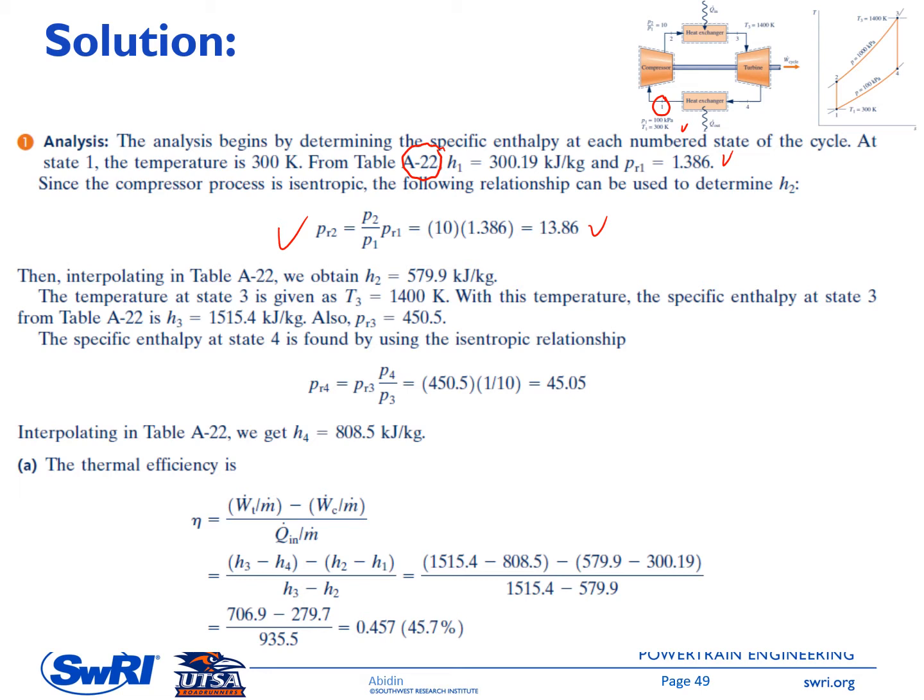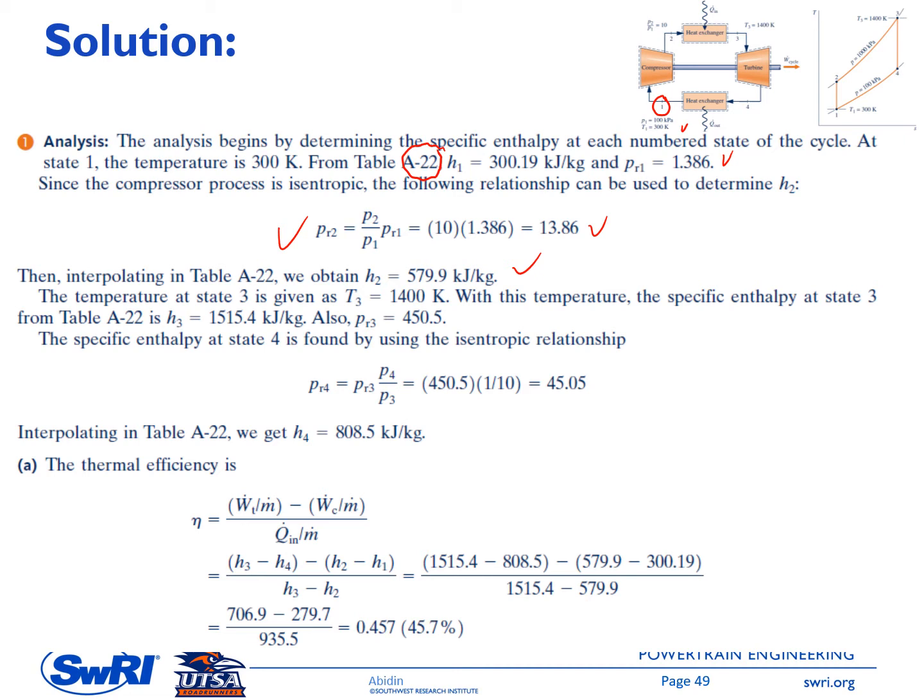So you need to find two PR numbers in table A22 that bracket 13.86. Very probably you need to do an interpolation to get H2, and you will get 579.9 kilojoule per kilogram. Okay, so in Thermo II, you need to be very proficient with reading the table and then doing interpolation and so on.